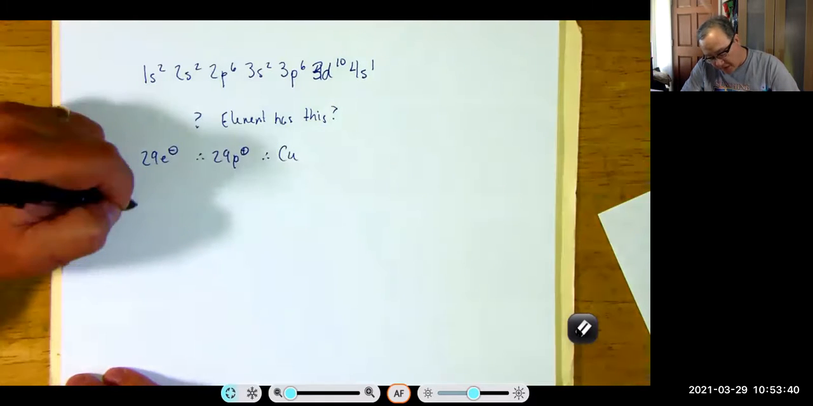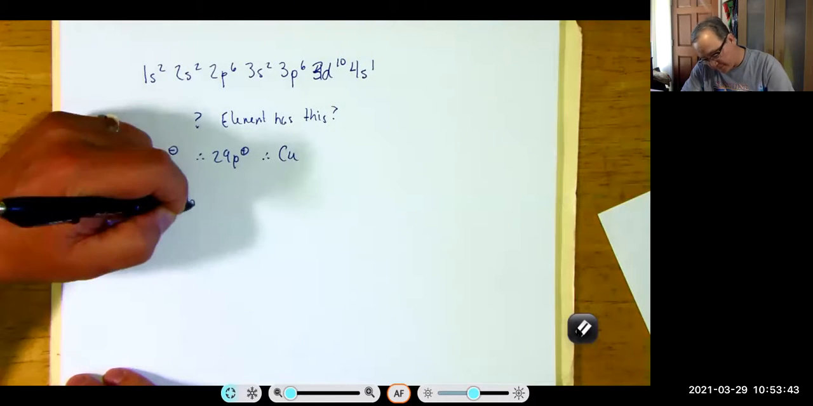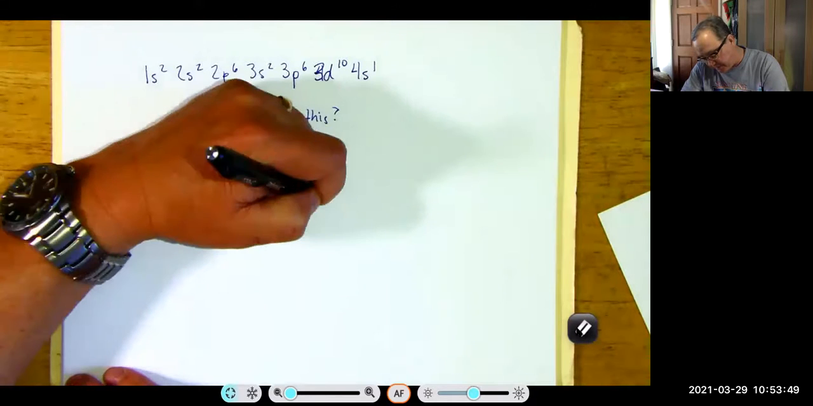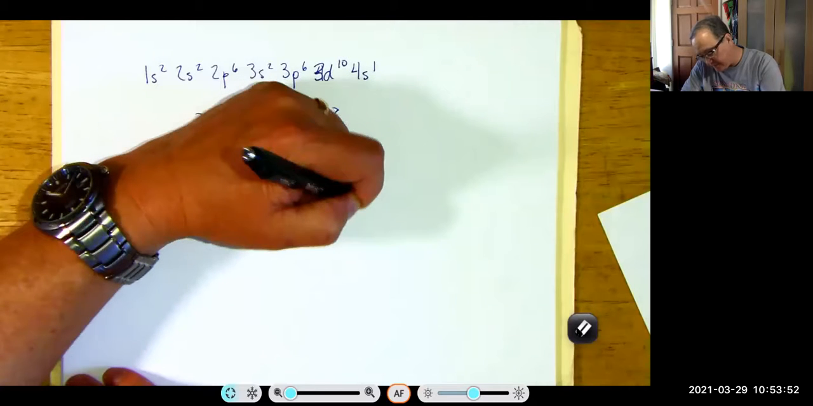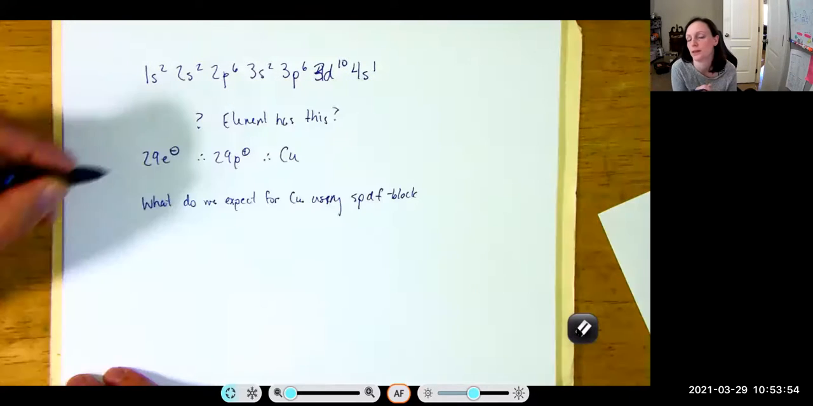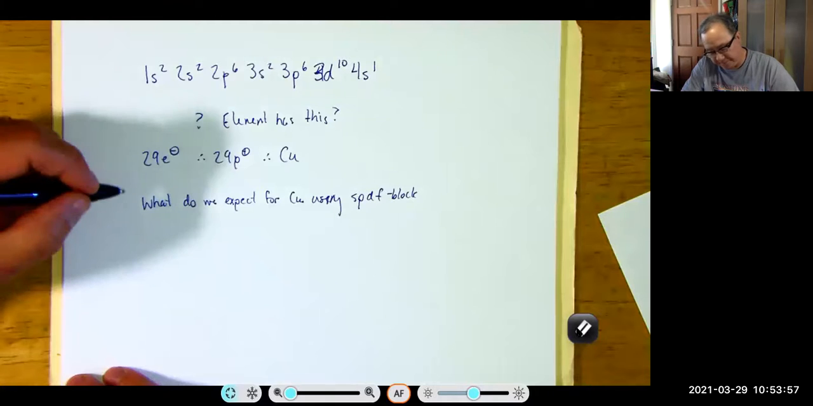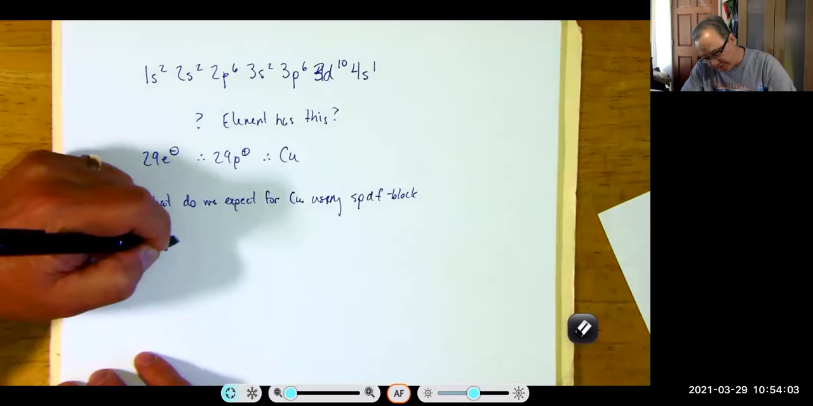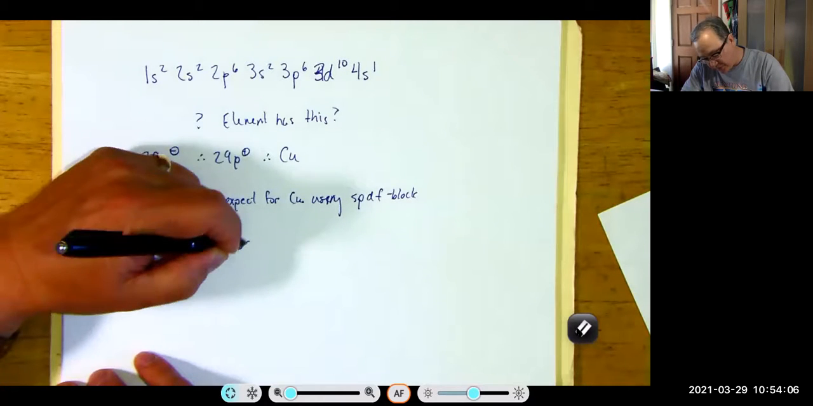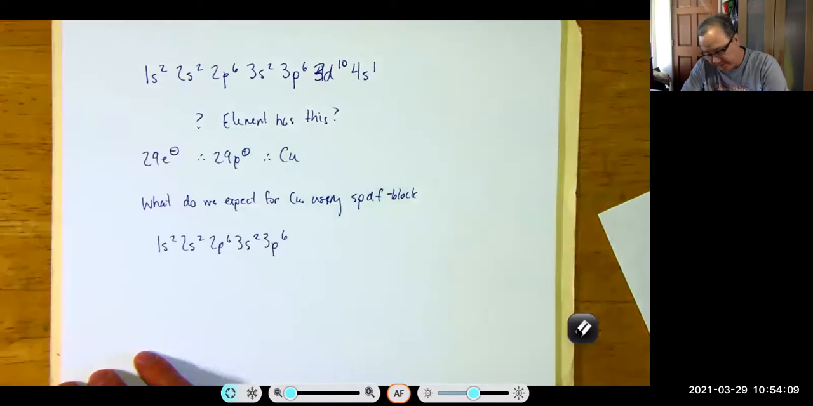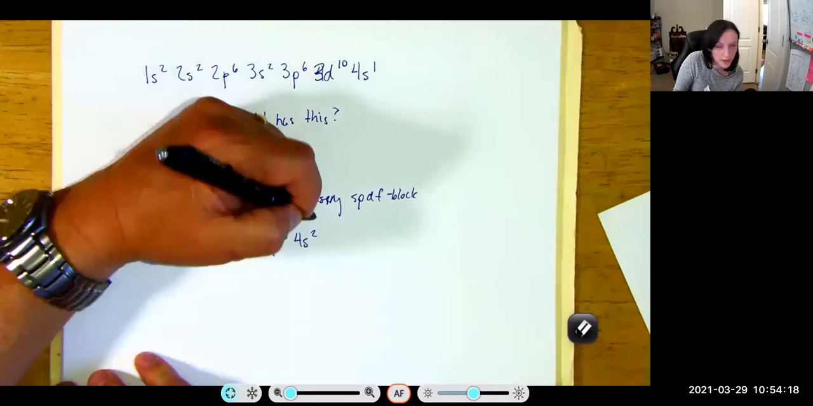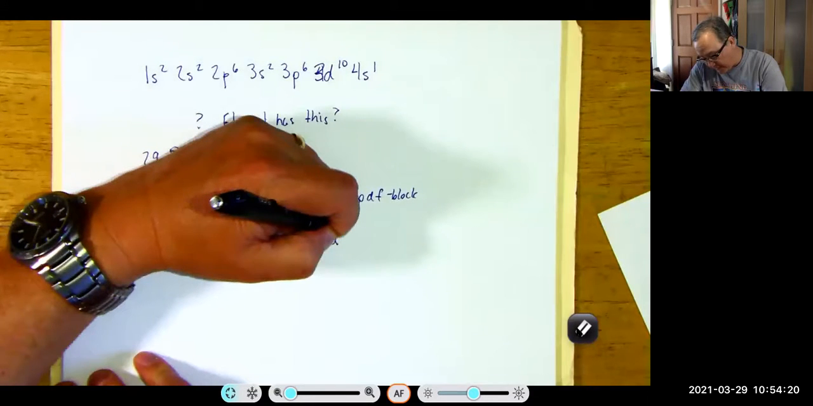Now, what do we expect copper to be, using the SPDF method? Well, 4s1 before the 3d10. Nope. No. Okay. 1s2, 2s2, 2p6, 3s2, 3p6. Then what's after 3p6? 4s2. 4s2 and then? 3d9. Right. And then we rearrange and what do we get?